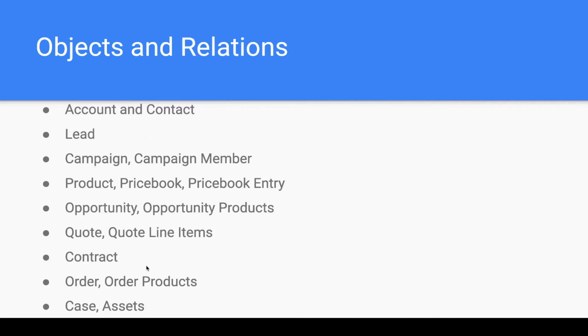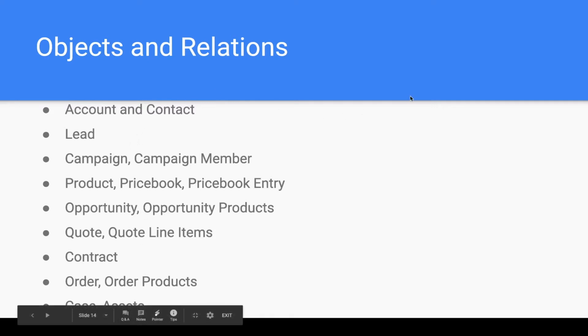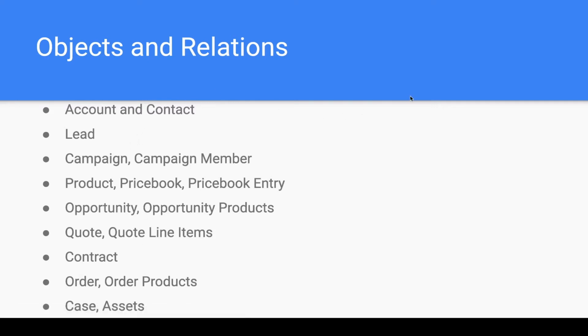These are the objects that we are talking about. At a very high level, these are the objects that we are going to cover in this data model diagram. So there will be account and contact, lead, campaign and its members, product, price book. It's a long list, so instead of iterating all the names, let's jump directly into the data model. I will explain what is meant by each of these objects and how it is related step by step. So first let's take account and contact.